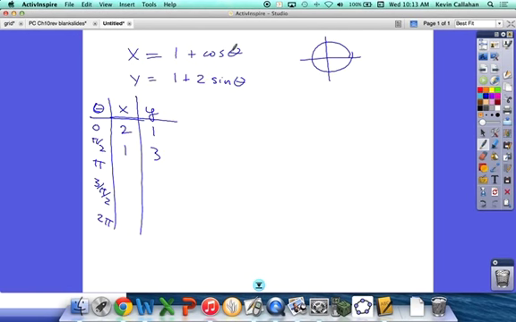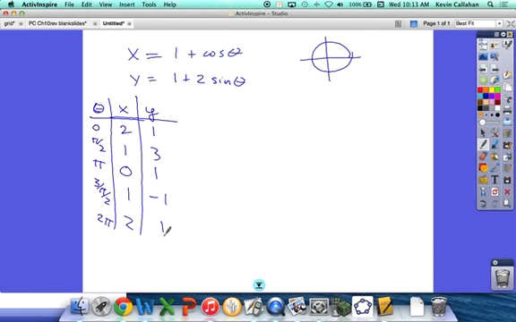Pi. Cosine of pi is negative 1. Negative 1 plus 1 is 0. The sine of pi is 0, so that gives us a 1. 3 pi over 2. Cosine is 0, so that gives us a 1. The sine is negative 1, so 1 minus 2 is negative 1. And then we're back to 2 pi, which should be the same as the first, 2 and 1. And so we can sketch that as a graph.